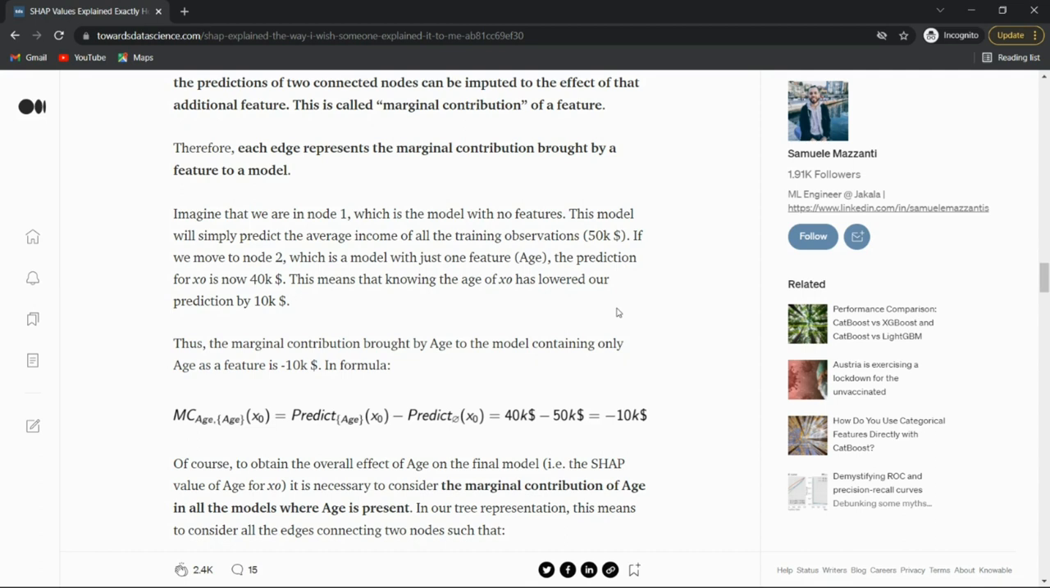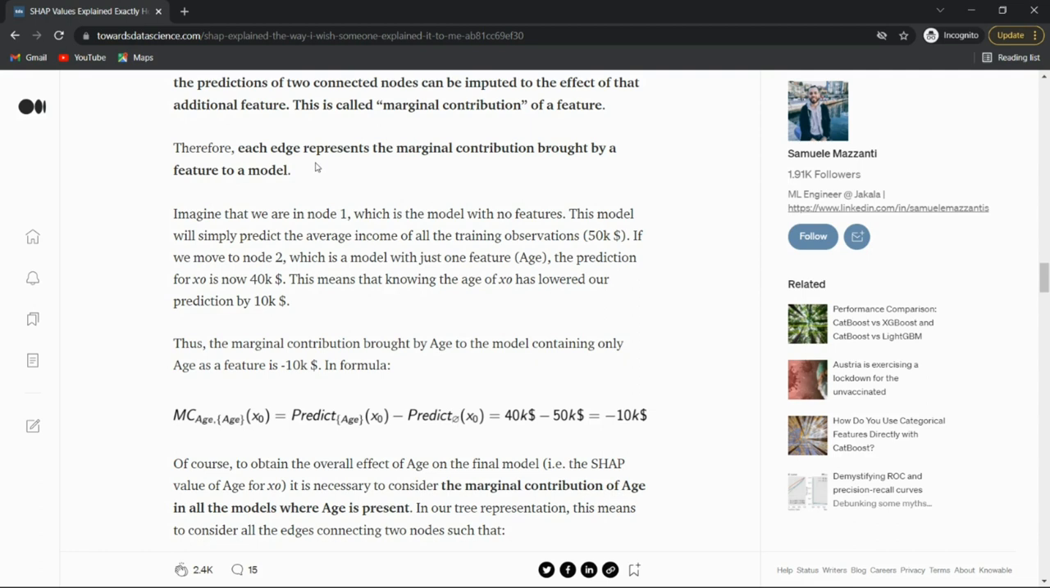Therefore, what we need to do now is to calculate the feature importance of any feature. We need to calculate the SHAP values, and for that we need to calculate the marginal contribution of each feature first, and then we take the weighted average of the marginal contribution of each feature.